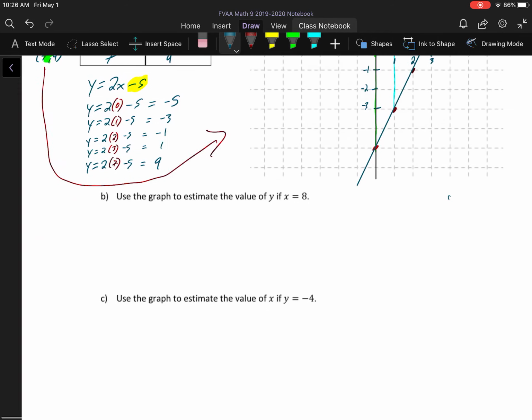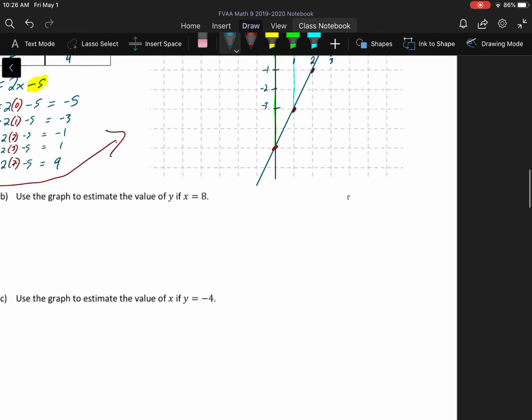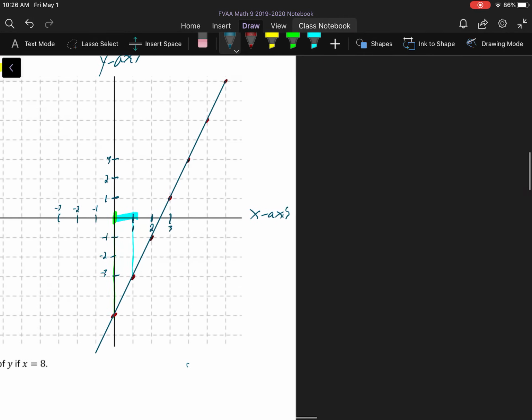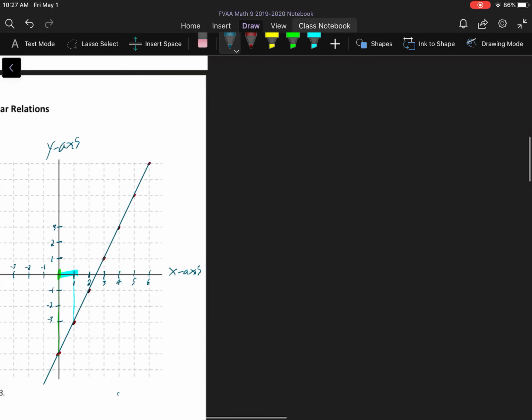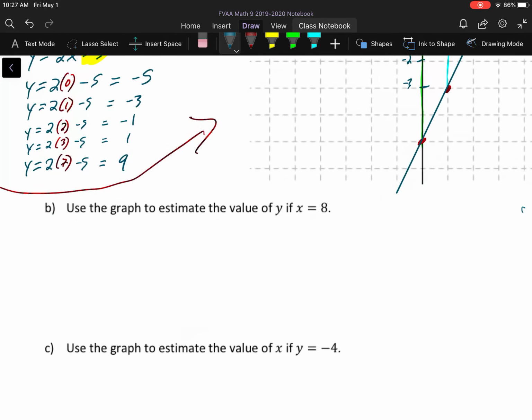Awesome, good stuff. So here, use the graph to estimate the value when x is equal to 8. Okay. My Cartesian plane here goes to 4, 5, 6. Not a very good graph to estimate when x is equal to 8, to be honest. So we're just going to use the equation for this, and we'll estimate the next one. So here, when x is equal to 8, you plug in what x is equal to in the place of x, so 2 times 8 minus 5, and that is 16 minus 5, which is 11.